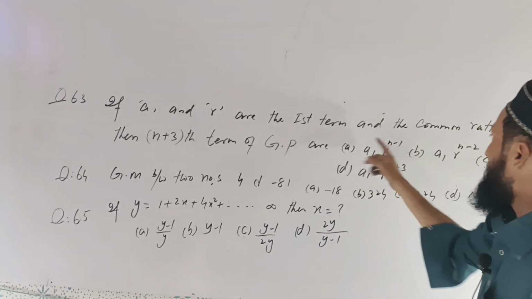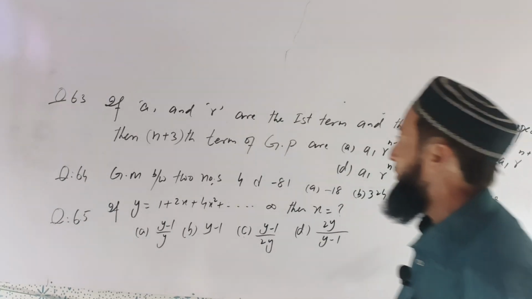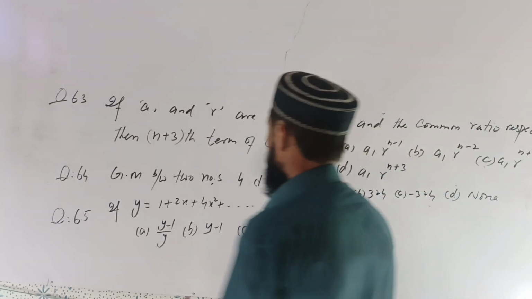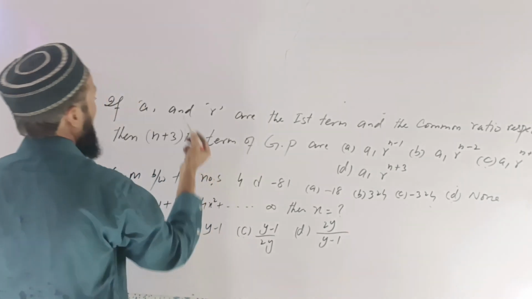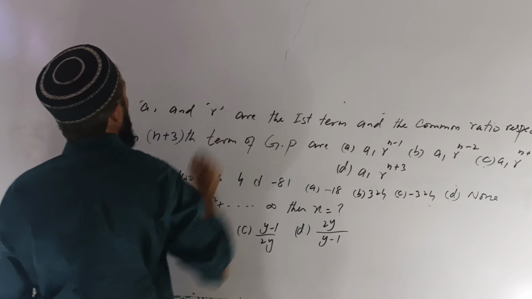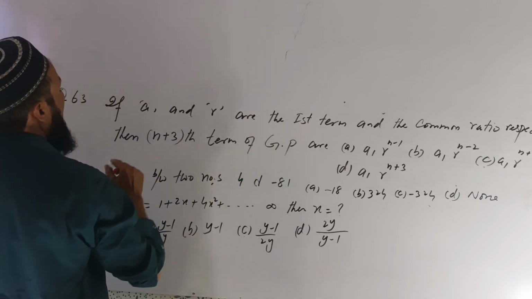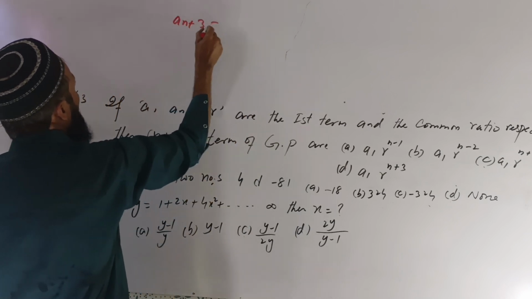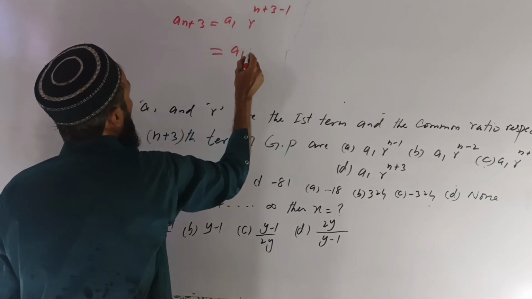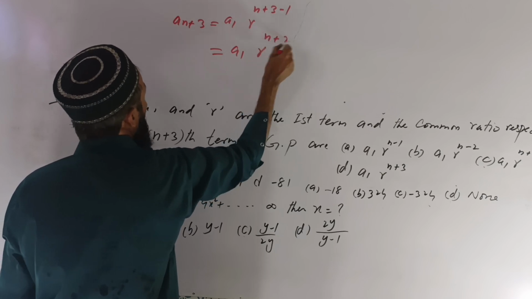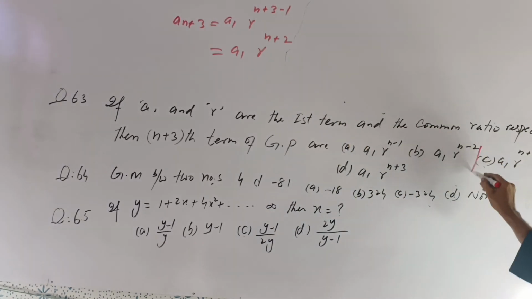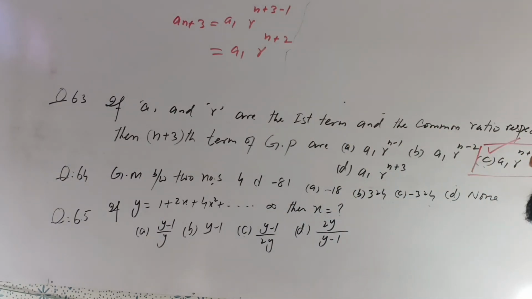The first term a and the common ratio r are given. What is the value of the (n plus 3)th term of the sequence? According to the formula of the nth general term of the progression, a_n is equal to a1 r to the power n minus 1. If we replace n with n plus 3, we get r to the power n plus 3 minus 1, so it is the result r to the power n plus 2. Now check the options. Option C is the correct option in this case.